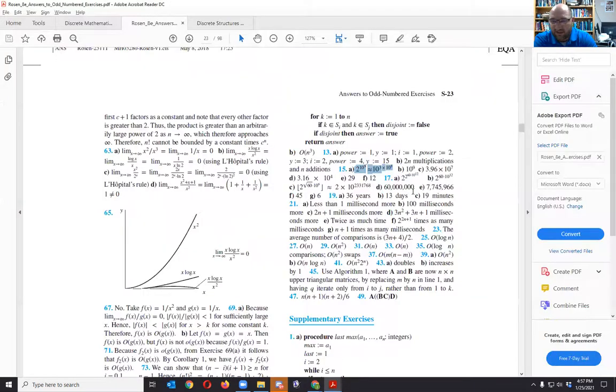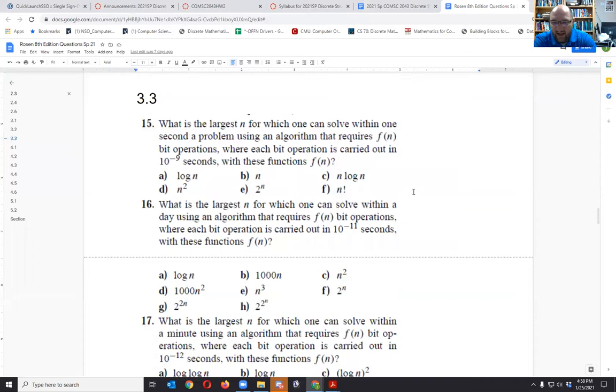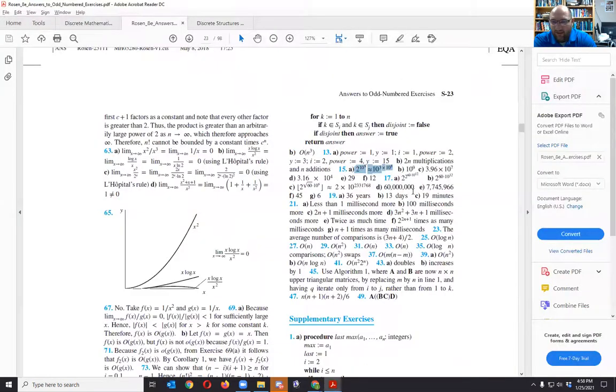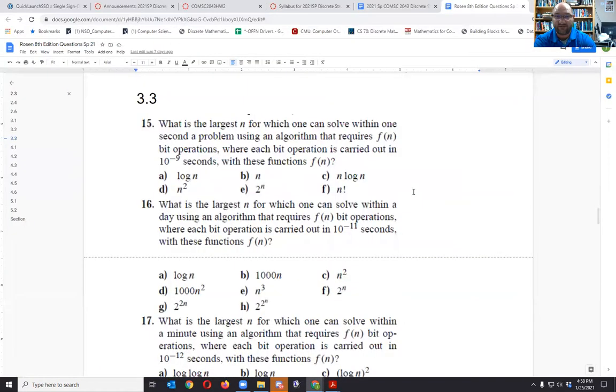So 2 to the n is scaling up really fast. So the answer for that, part E, is just 29. And then F, n factorial, that's 12. Now, I'm going to be honest, I don't necessarily understand. I haven't taken the time to slow down and understand the math of all of this.